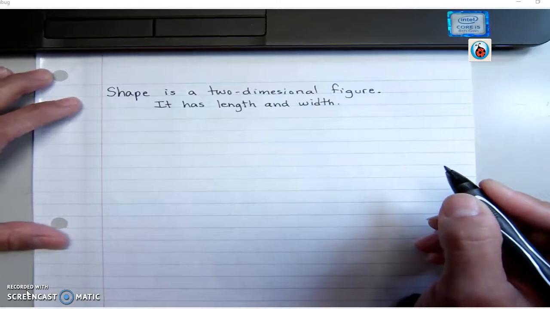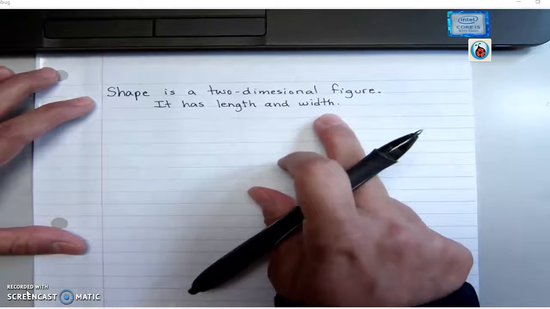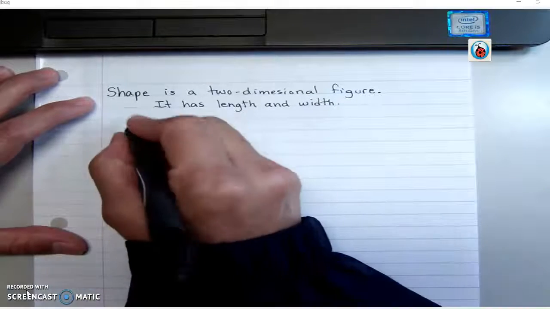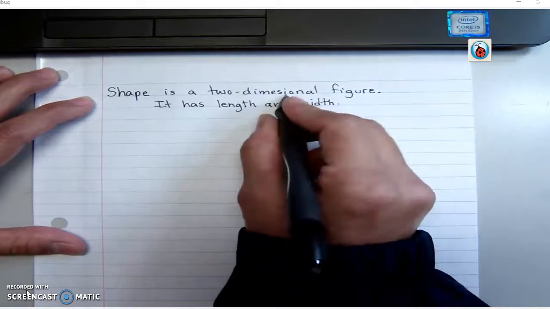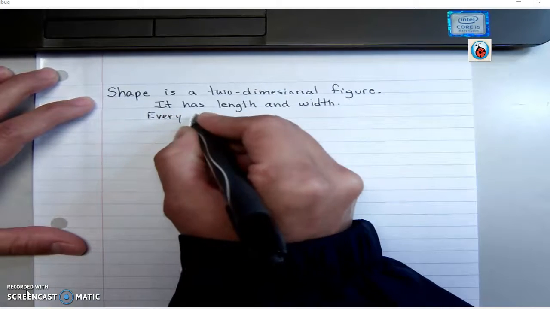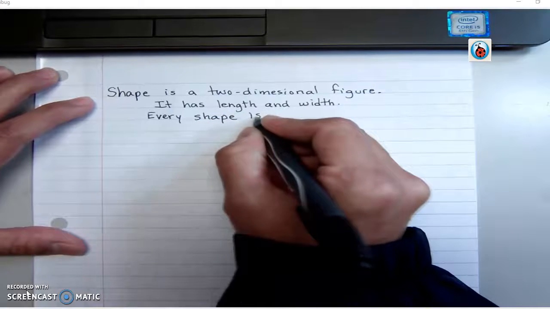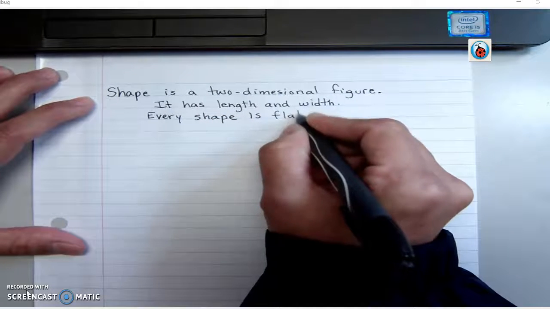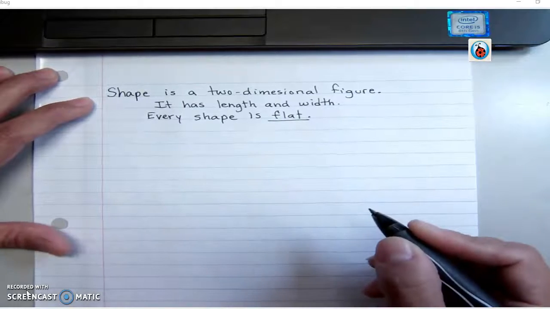Okay? In math, you guys say length, width, and height. In art, we say length, width, and depth. Okay? So because it only has length and width, it only has two dimensions. That means that every shape is flat. Every shape is flat. Okay?